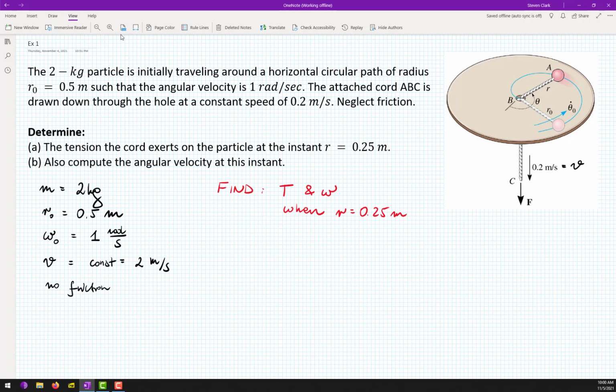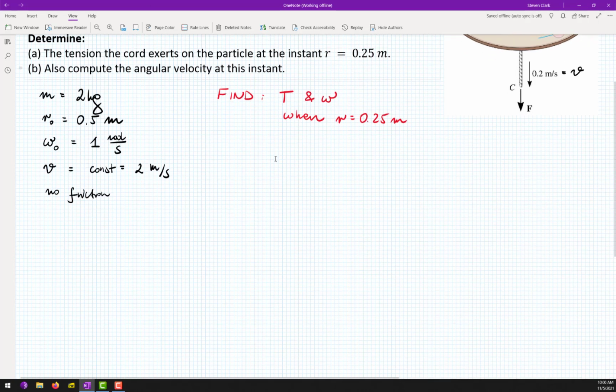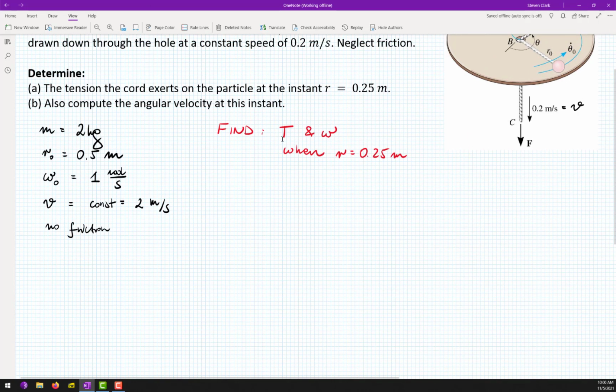Okay, we know the initial radius, we know the initial angular velocity, and we know the mass of our particle. And they ask us to find the tension in the rope and angular velocity when the radius is 0.25. Solution. Since they ask us for tension, let's maybe start with a free body diagram.